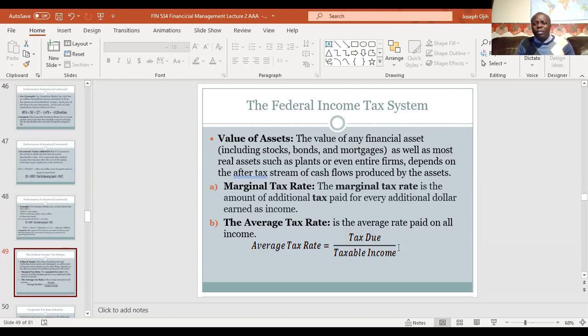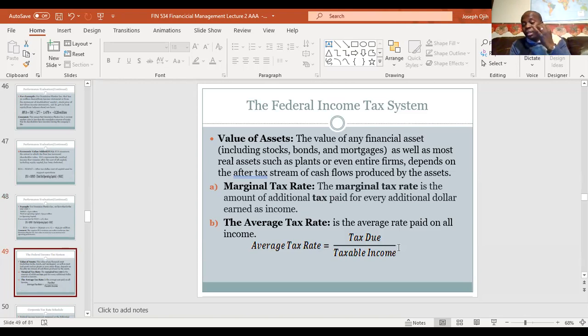So their value depends also on the real assets, on the real after-tax stream of cash flows that they can produce after tax. So if it's positive, it's good. Negative, not good. Okay. Now, which brings us to the tax structure, the tax system that the US uses.